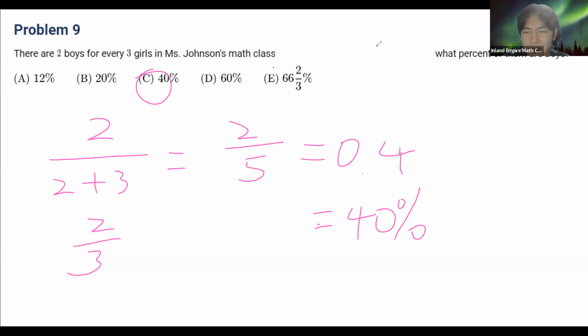Again, the 30 is completely irrelevant. It's just extra information to trick you. All good? Any questions? Nope.